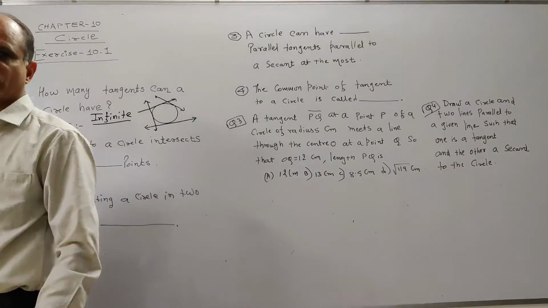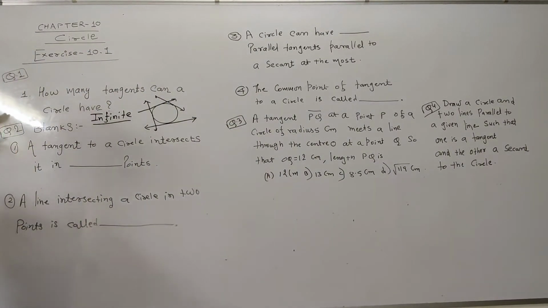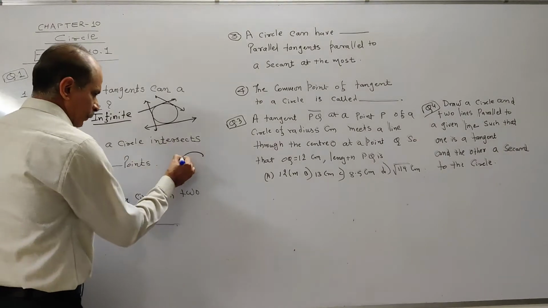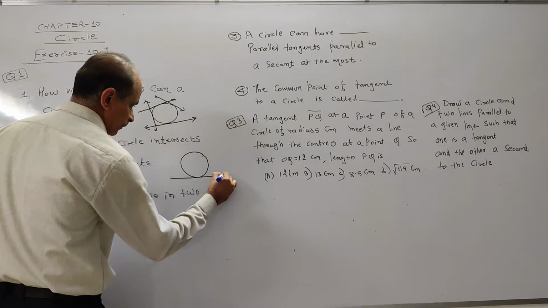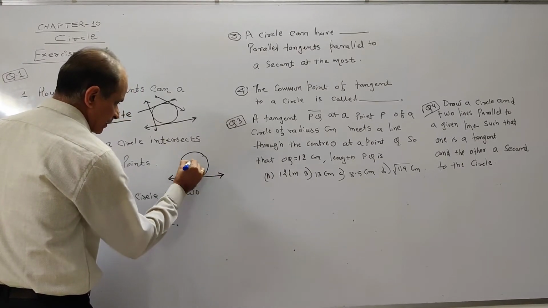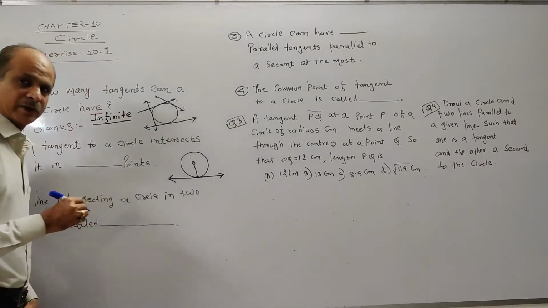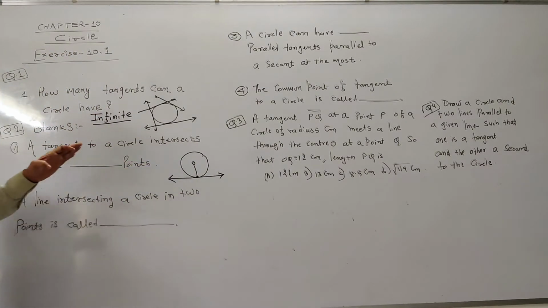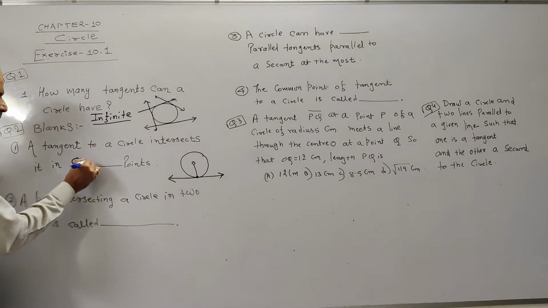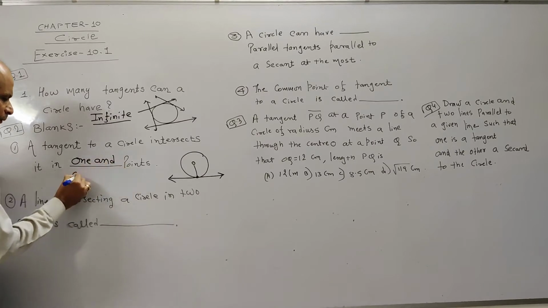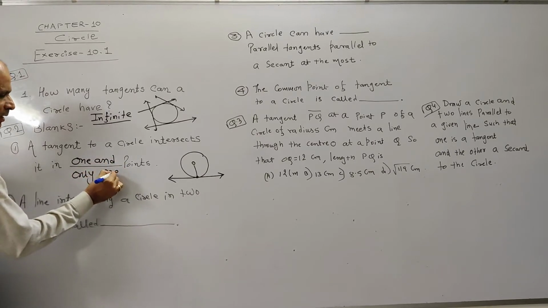Well, let us start question number 2. Four blanks are given to you in question number 2. Again you have to use the concept of a tangent. A tangent to a circle intersects it in a blank point. According to the definition, a tangent is a line which intersects the circle at one and only one point. So the definition gives the answer to this question: a tangent to a circle intersects it in one and only one point. You can also write 1 point.